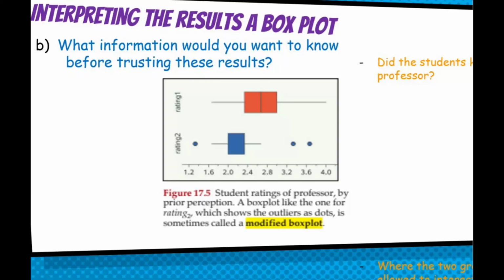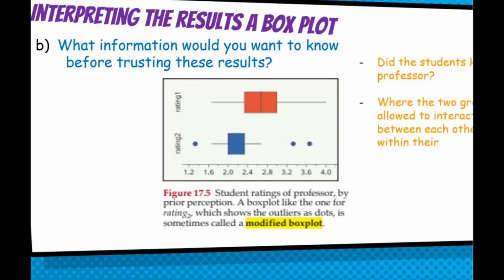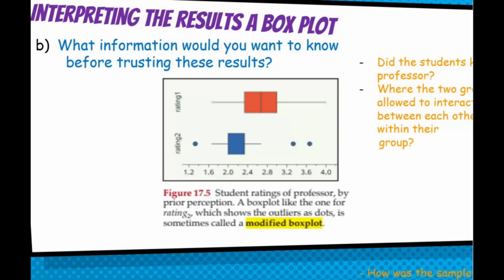So just some things to consider before you rely solely on this. But that's what statistics is. It's like looking at the data, looking at what could have been done differently, or what information we want to know further before relying on something. Were these 2 groups allowed to interact either between each other or within their group? And then also we'll talk more about sampling and data collection next unit, I believe, or maybe the one after that. But how is the sample collected?